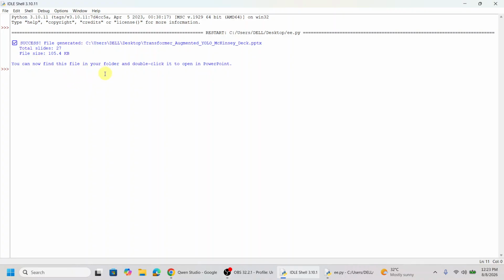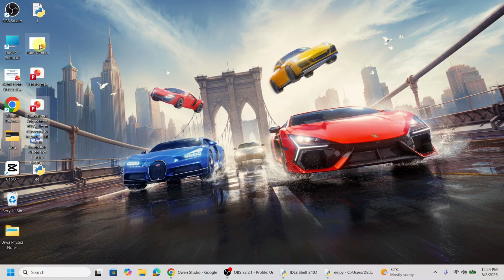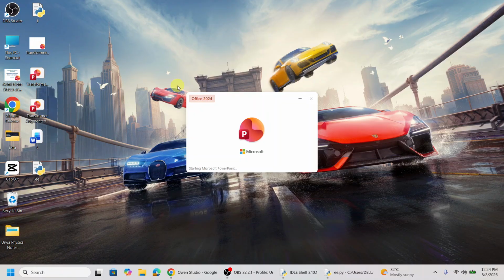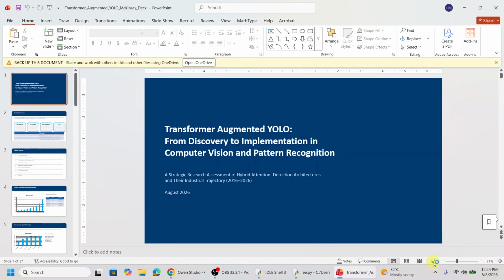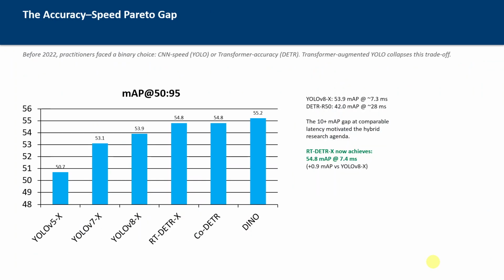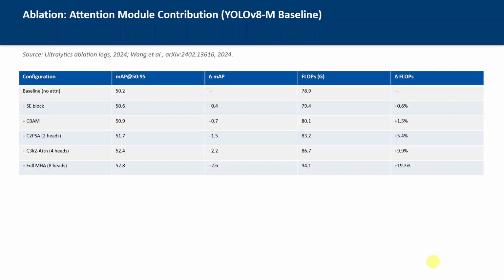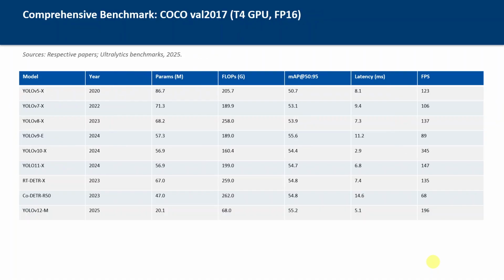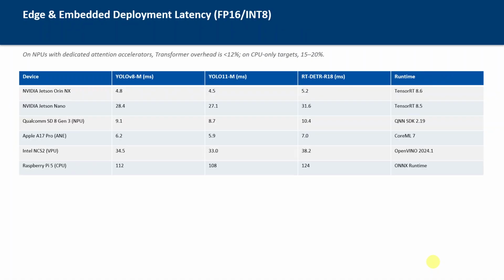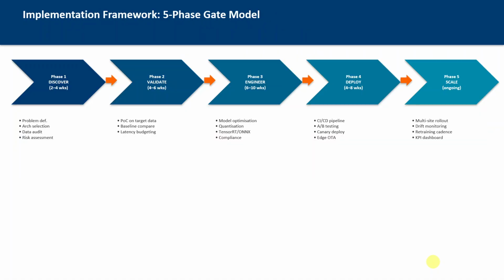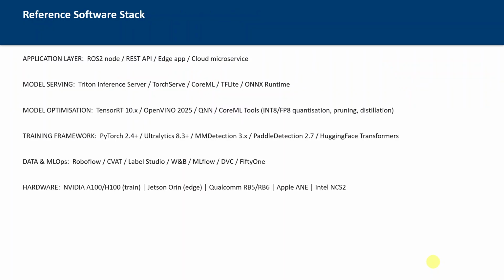Now you can find the file in a folder that has been shown over here, that is desktop, transformer augmented YOLO. So this is the file that has been generated through Qwen and Python. As you can see, it is a 27 slide document and it is a very refined document as well. The comparisons are in much detail. The details are much more comprehensive than what we extracted from Gamma or Templafy.